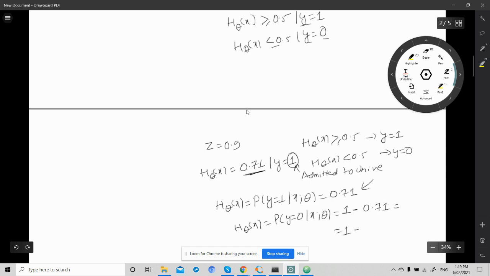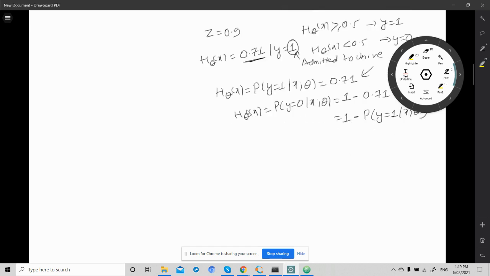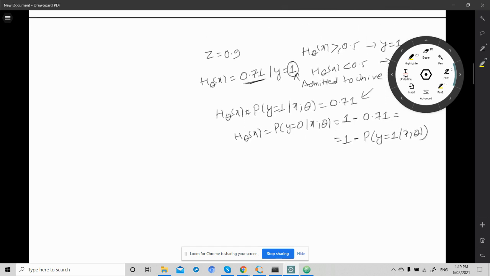So which is 1 minus probability of y equals 1 given x parameterized by theta. So finally what we can say is that our probability of y equals 1 given x parameterized by theta plus probability of y equals 0 given x parameterized by theta is, whole, equals 1. So we can say this is equal to 1.